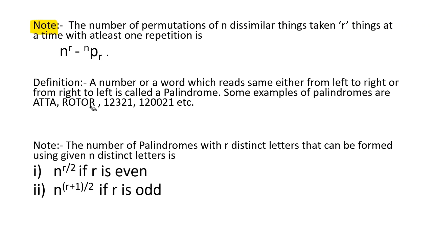And then we have defined palindromes. If a word or a number reads the same from left to right or right to left, then it is called a palindrome. Now, the number of palindromes of length r formed using n objects is going to be n raised to r upon 2, or n raised to (r plus 1) upon 2. So we have to use n raised to r upon 2 when r is an even number, and n raised to (r plus 1) upon 2 when r is an odd number. Depending upon the length of the palindrome, we have to use these formulas.